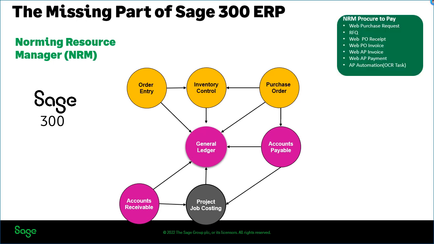Norming RM provides several function suites. The first suite, Procure to Pay, covers the purchase request, RFQ, PO receipt, PO invoice, AP payment, and the AP automation. In terms of the web purchase request, it actually covers the process from the purchase request to the PO placing. Using this function, users are no longer required to pass hard copy purchase request forms for approval. They're able to attach all supporting documents for each purchase request.